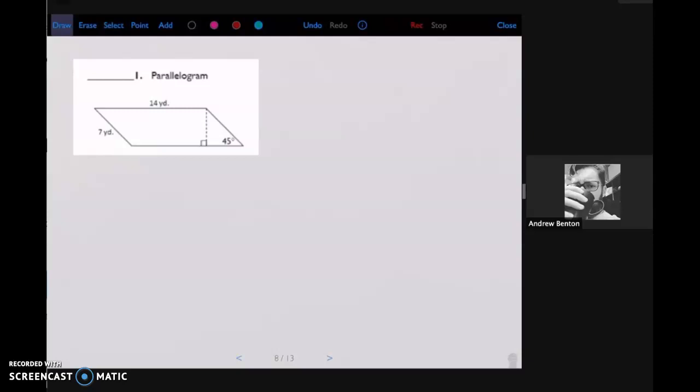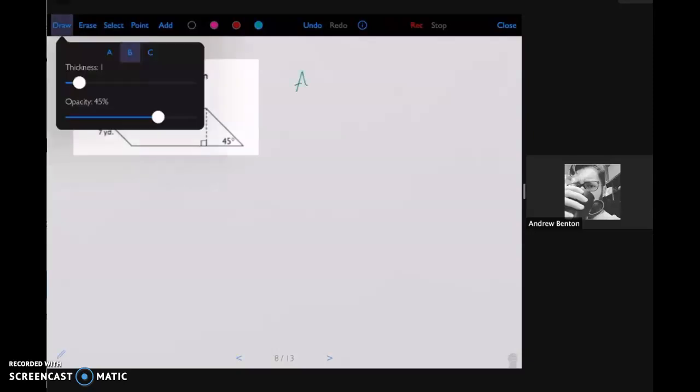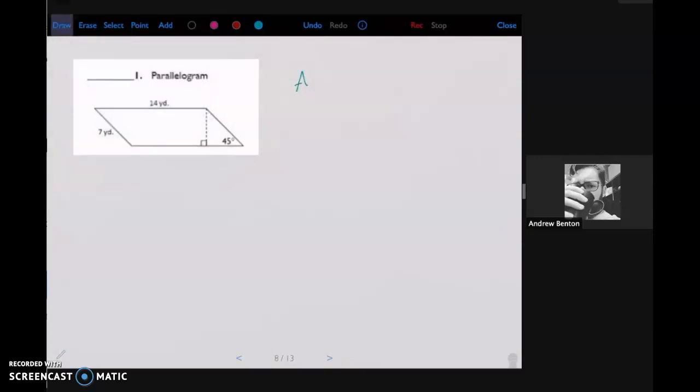So this is the parallelogram. The formula for area is area equals base times height. We know the base, call it 14. We don't know the height, so the top is 14, the bottom has to be 14 as well.